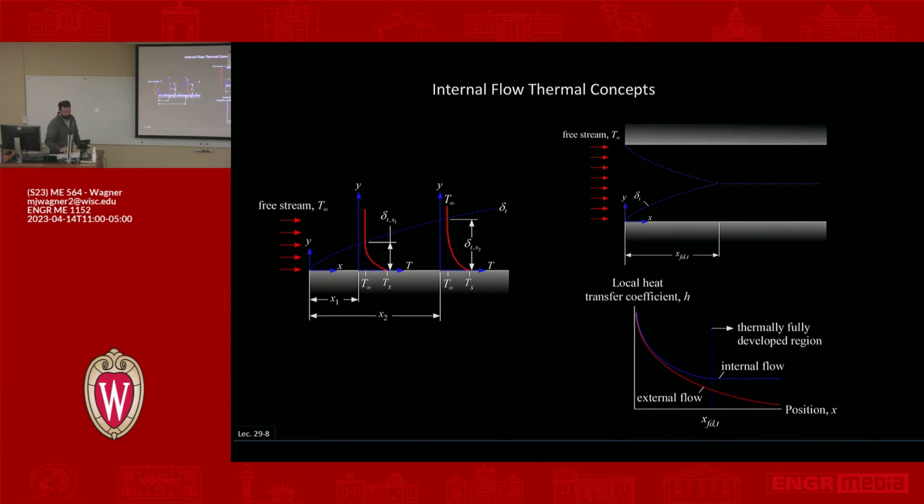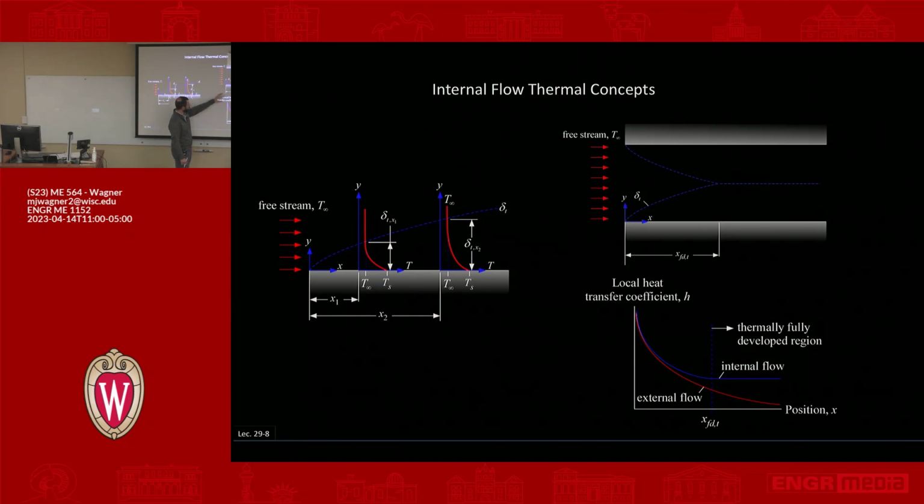So internal flow thermal concepts. A lot of this methodology follows the same kind of template as momentum, which is why we do that first. Some things to think about are maybe slightly different. We have our external flow over a plate, with a specified surface temperature where we're starting. So specified surface temperature gives you this temperature profile, and that continues to grow.